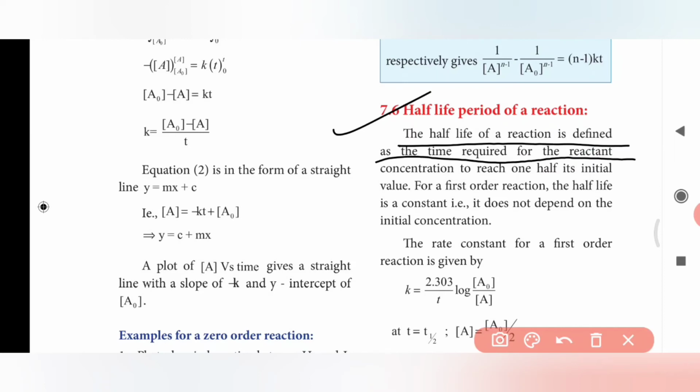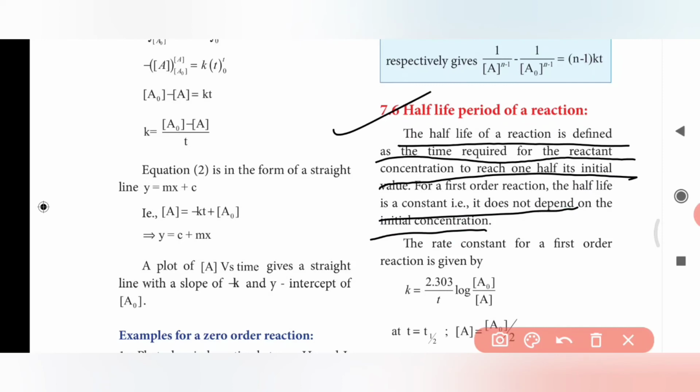What time will it take to reduce the concentration to half its value? That means the half-life of a reaction is defined as the time required to reduce the concentration of a reactant to half of its initial value. For a first order reaction, the half-life is a constant, that is, it does not depend on the initial concentration.